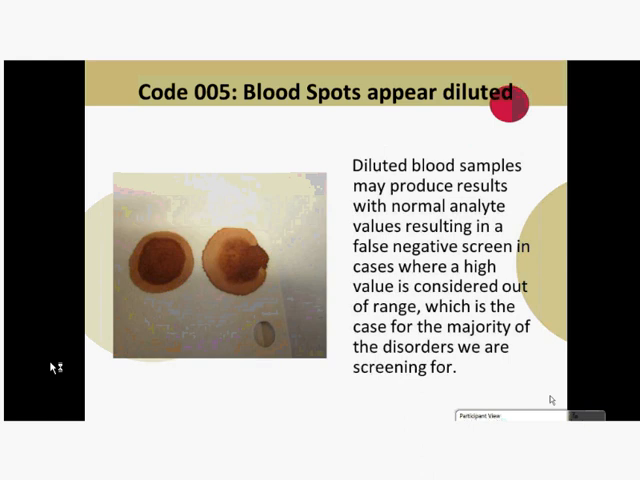Code 005, blood spots appear diluted. Diluted blood samples may produce results with incorrect normal analyte values, resulting in a false negative screen in cases where a high value is considered out of range.